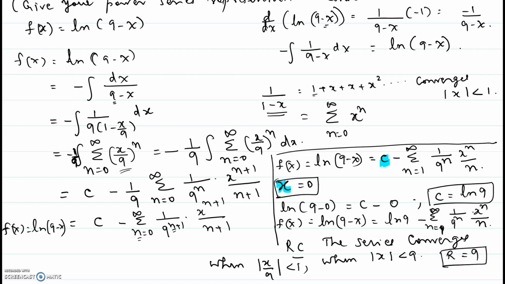So there are two things asked in the problem. Now, what is the power series representation? When you write out the power series representation, it ultimately turns out to be the expression below. Keep in mind we have to determine the constant of integration, which turns out to be ln 9 here. And then because it's a power series representation, it always makes sense to mention where the series converges, determining what the radius of convergence is, which we mentioned as r equal to 9. Hope this video helped.